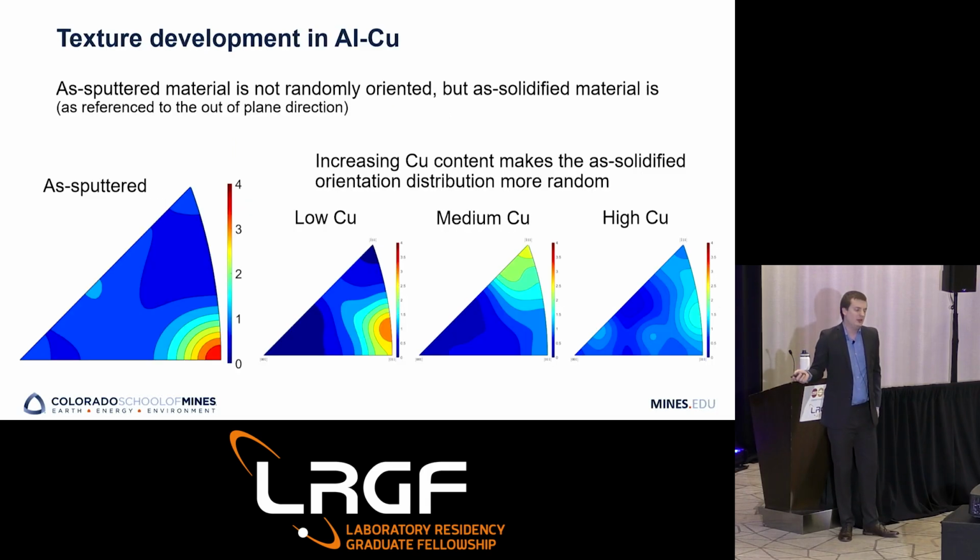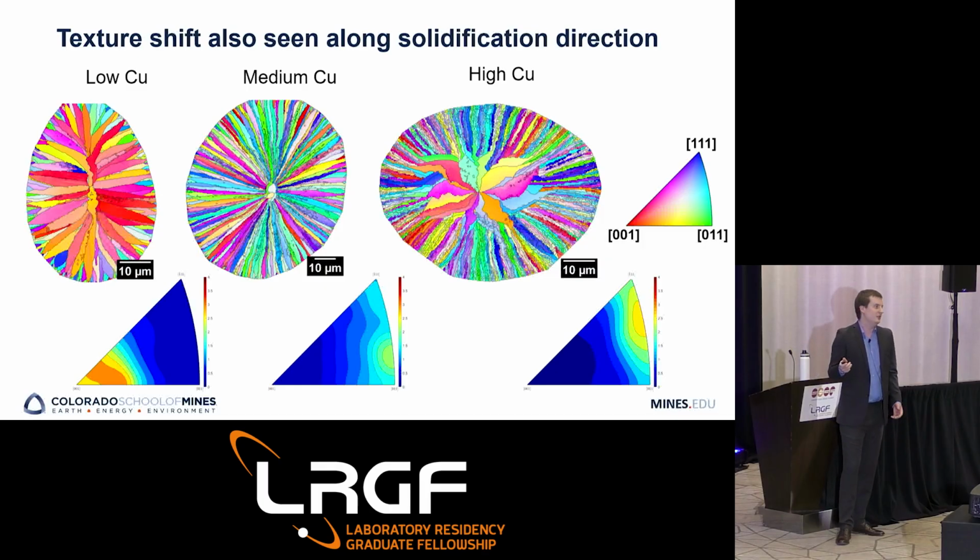And then bringing in some texture before I bring it all back together. So the as-sputtered material that we start with is not necessarily randomly oriented. There's a bias towards the 110 direction out of plane. And then when we melt it and resolidify it, we actually get rid of that bias. So increasing copper content means we're decreasing the preference of this system to have a preferred growth direction. And of more interest than the out-of-plane direction is along the solidification direction.